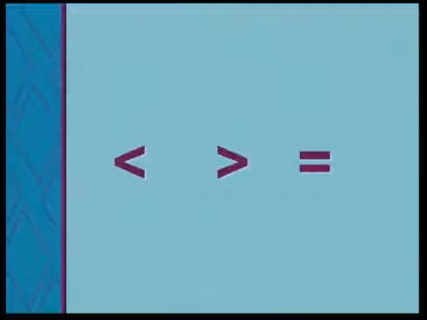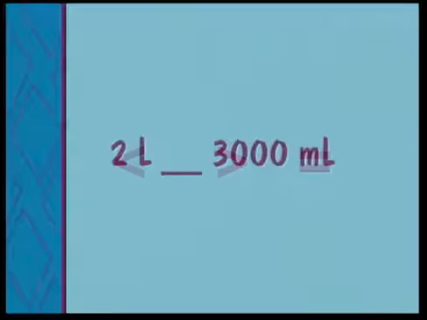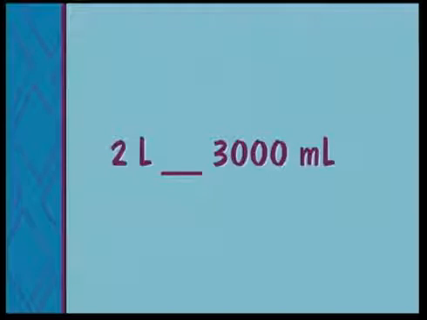All right, our first expression is 2 liters and 3,000 milliliters. All right, think through. What are you going to do first? You're going to determine what 2 liters is equal to. And that's equal to 2,000 milliliters, isn't it? 2,000 milliliters is less than 3,000, so less than is the answer.